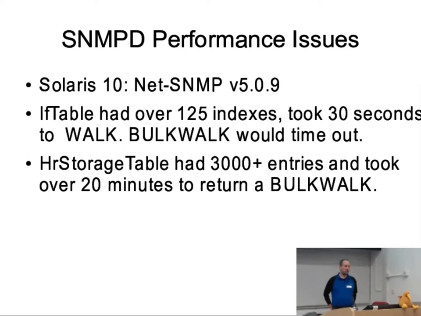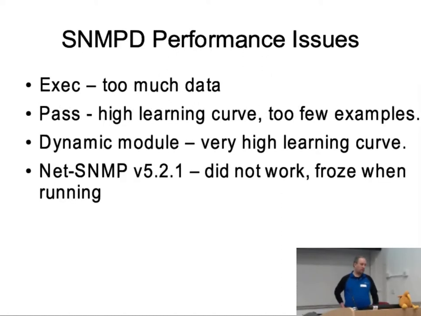Significantly, the HR storage table out there was very large, with 1,700 plus entries, and just doing a bulk walk of that table on Solaris from a command line would take 20 plus minutes to complete. So obviously we found that that wasn't going to be a solution for getting performance metrics from our systems and being able to analyze what things were at.